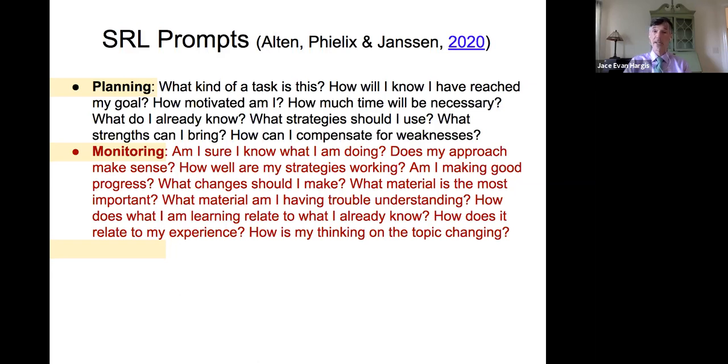And so this monitoring, like what strategies are they using? Are they replicating the actions that are necessary? What should I change? Why should I change it? What am I having trouble with? Really triaging some of the things that are going on. And ultimately, how are they connecting this to something else?